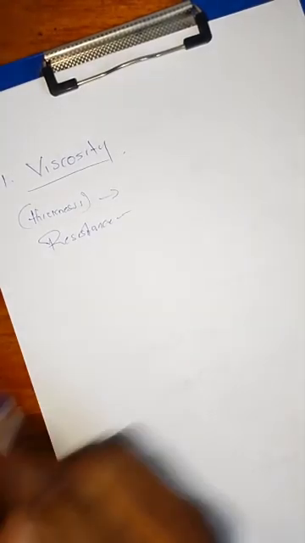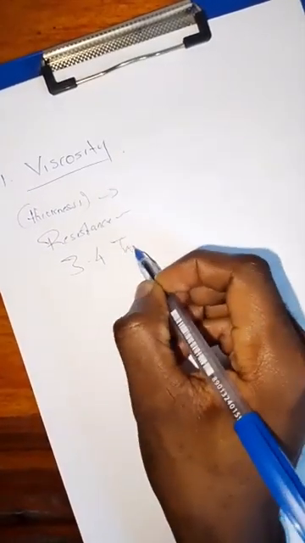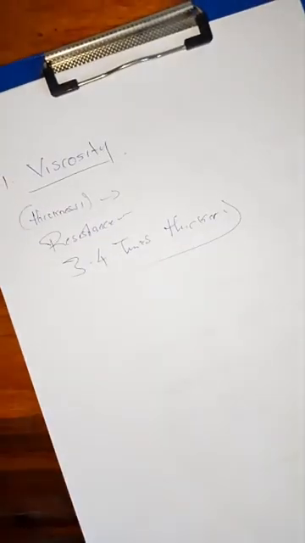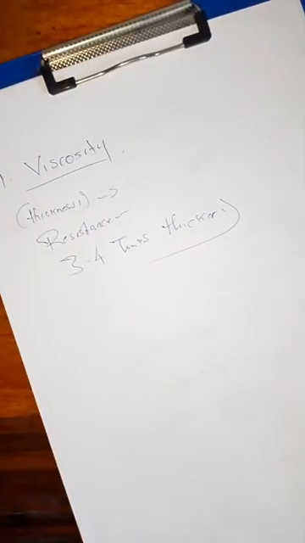So you're going to find that blood is about 3 to 4 times thicker than water. And that is how the saying came about, that blood is thicker than water.